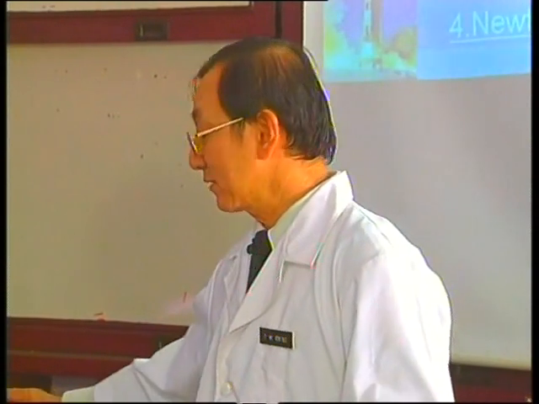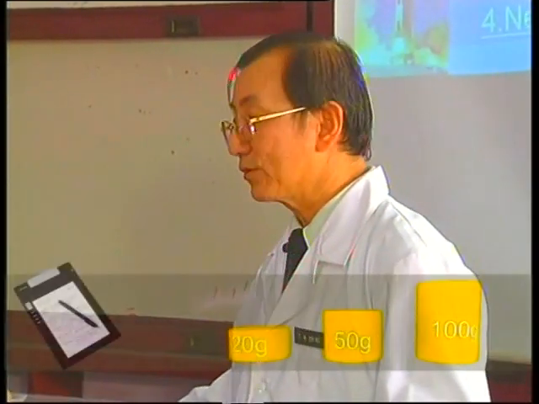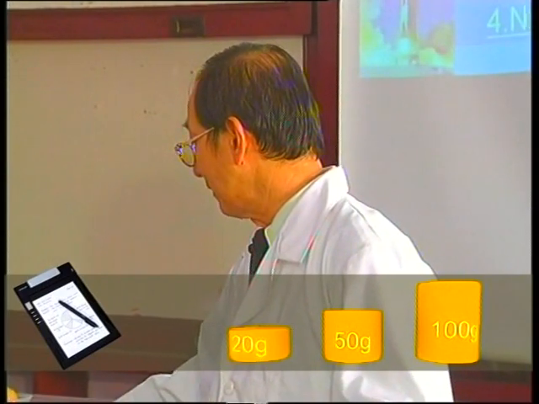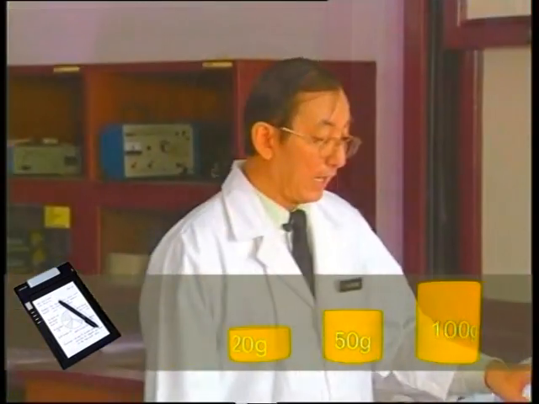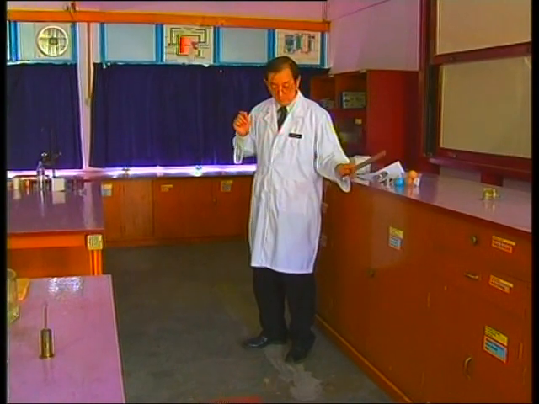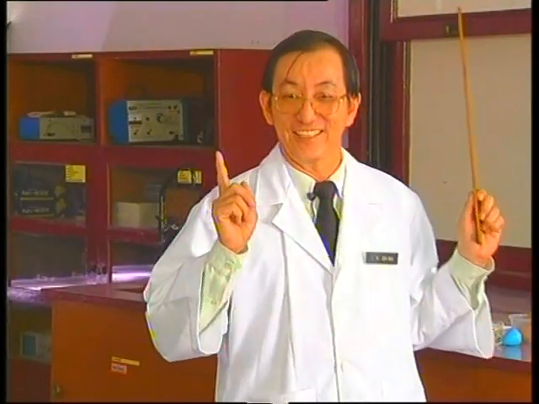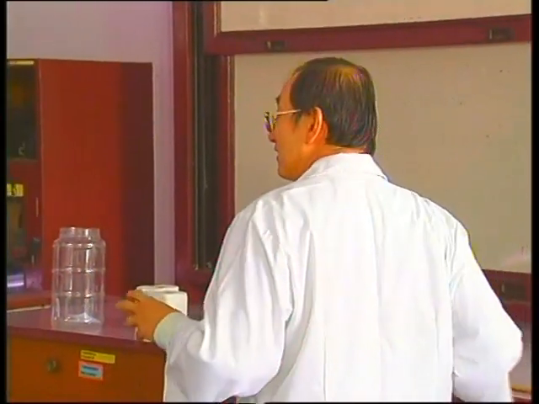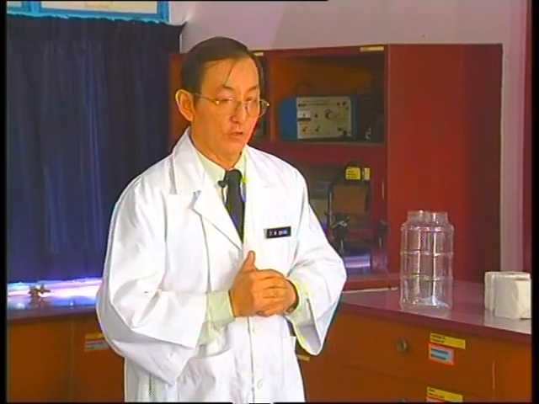On this table, there are three different slotted weights. One is 20 gram, one is 50 gram, and one is 100 gram. I drop all these at the same time. You listen to the sound when they touch the ground. Okay? You only hear one sound, isn't it? Yes. You only hear one sound. It shows that all the three objects fall at the same time, although they are of different mass or weight.